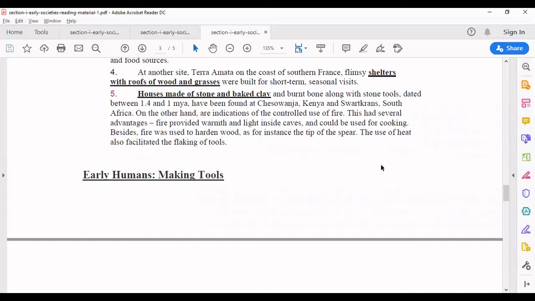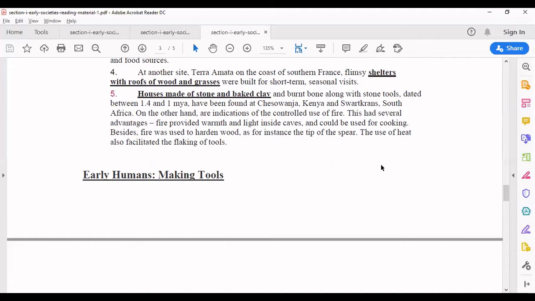We have also found houses that were made of stone and baked clay. And we have found some burnt bone along with stone tools, and these date back to 1.4 and 1 million years ago. These have been found at Chesowanja, Kenya, and Swartkrans, South Africa. We also have found indications of controlled use of fire.